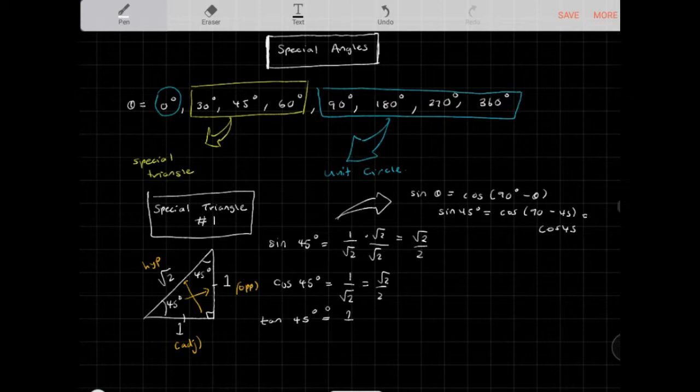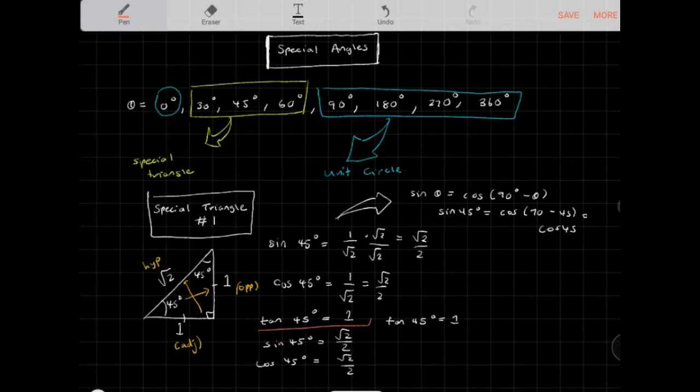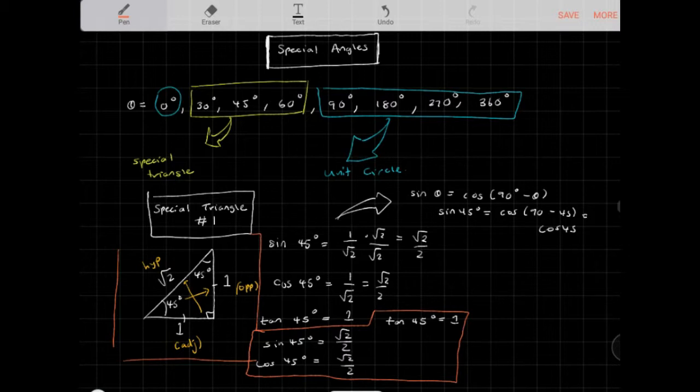So therefore, for the special triangle number 1 here, we can notice that sine 45 degrees is square root 2 over 2. Cosine 45 degrees is square root 2 over 2. And tan 45 degrees is 1. Okay, so those are the summary of our values for 45 degrees. I'm just going to make a box here. So make sure you guys memorize this, but really the idea is just memorize this special triangle here. Right, so if you memorize the special triangle, you can actually come up with these values, right?